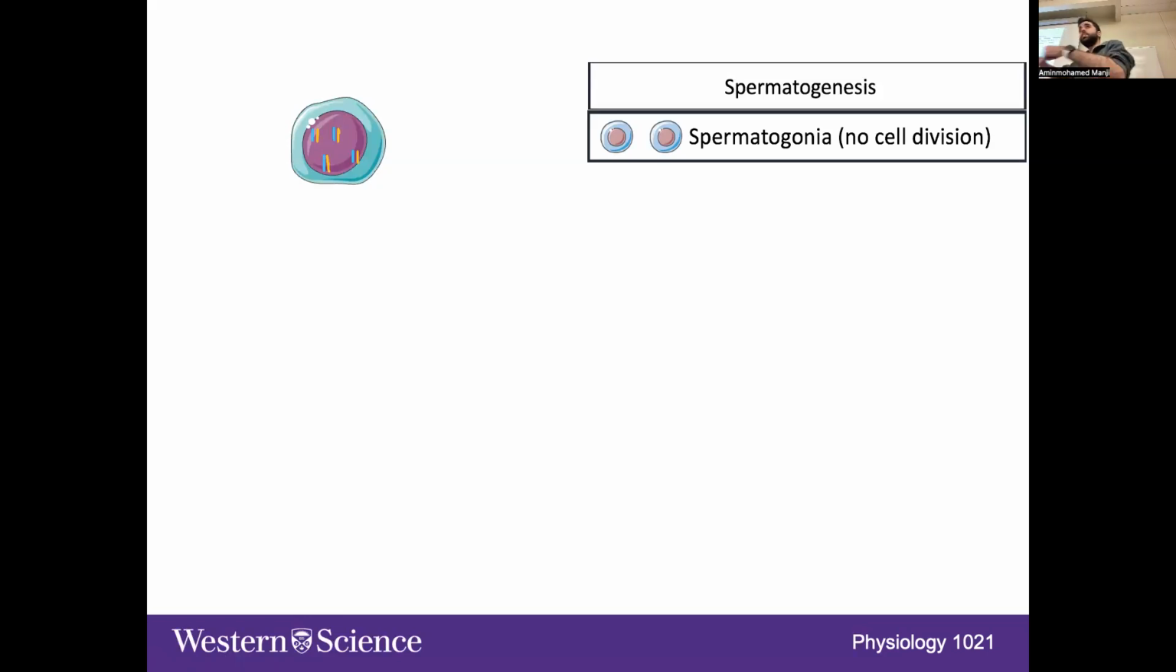Okay, so you have 23 sets of chromosomes. You have chromosome 1, chromosome 2, chromosome 3, chromosome 10, chromosome 11, so on and so forth. And you have 2 of each of those. Okay, 1 from dad and 1 from mom. That's how you get those 23 pairs of chromosomes.